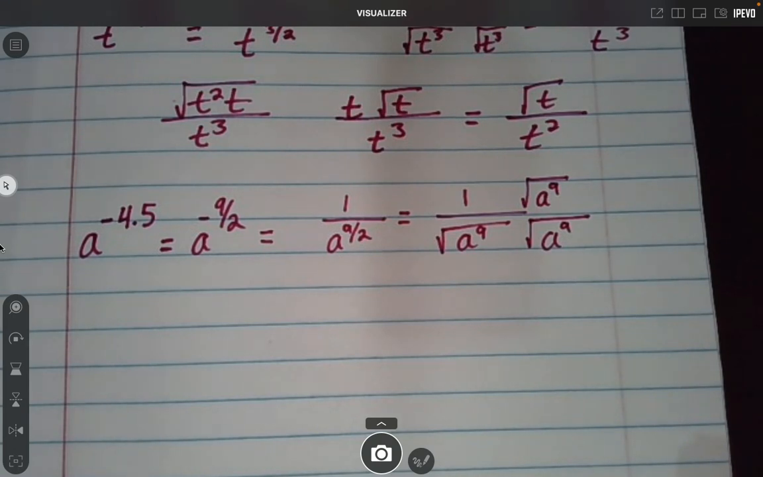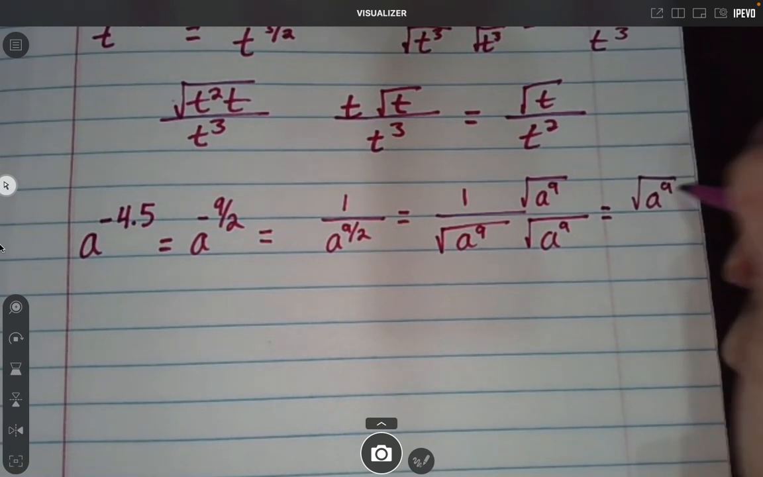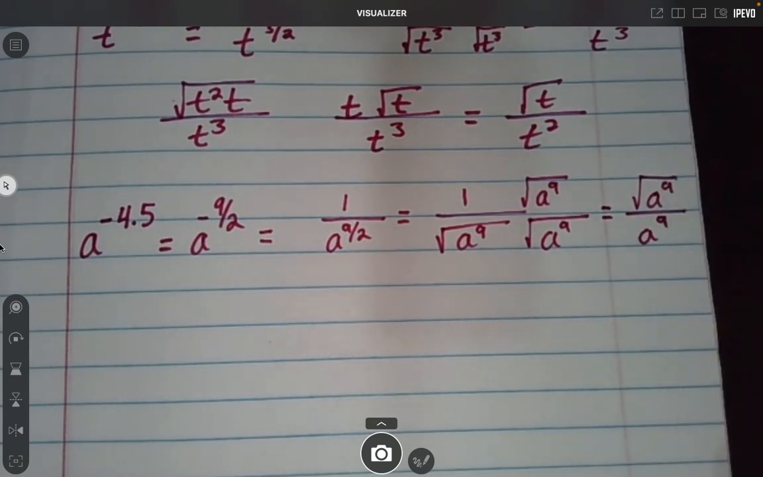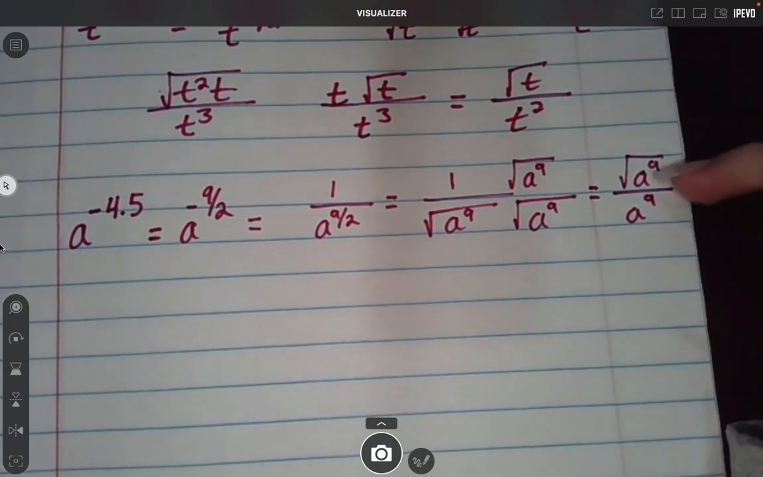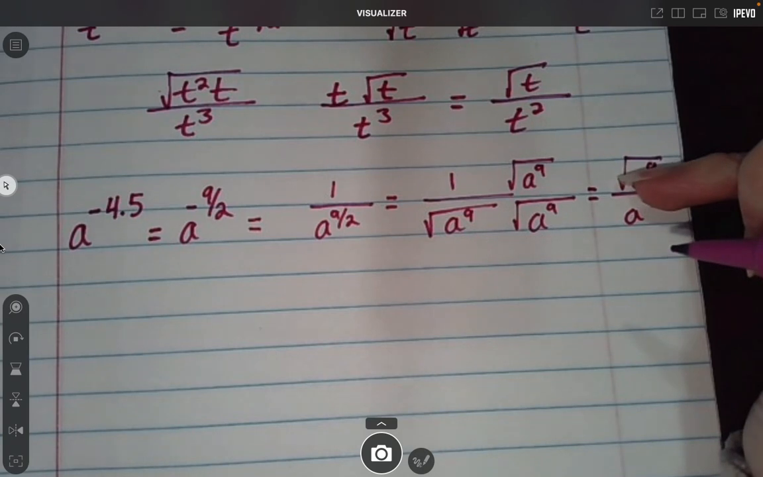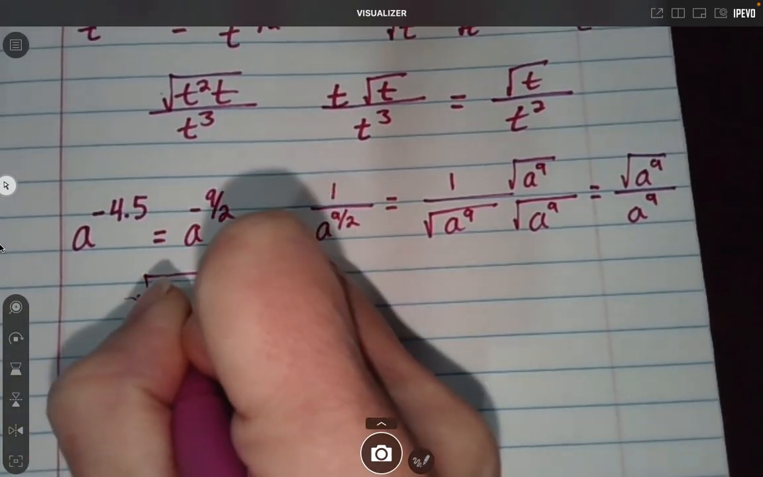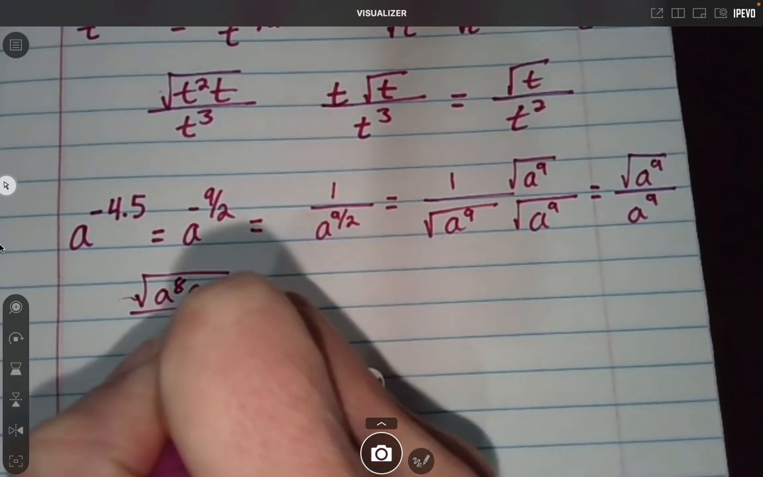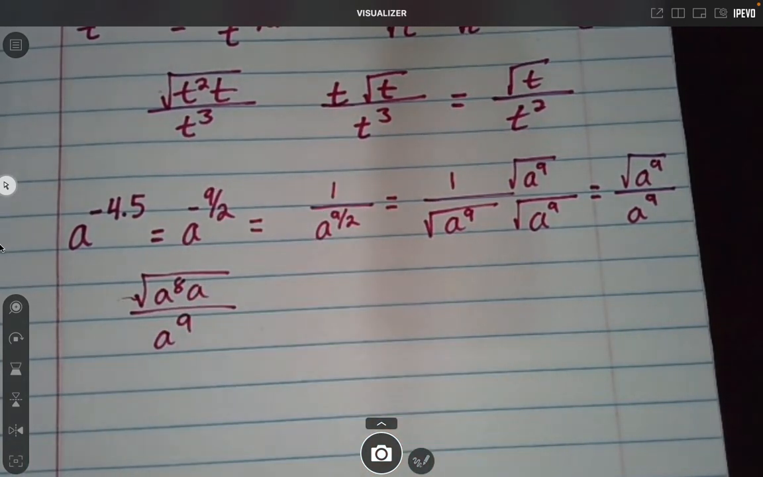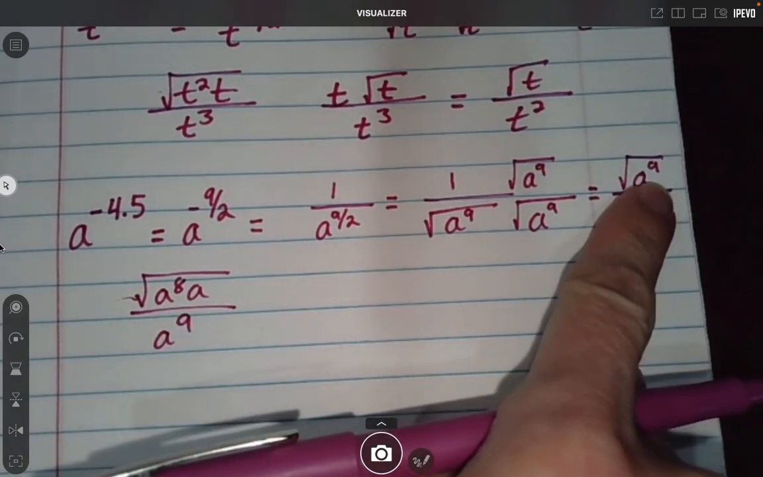Everybody good with this? So in the numerator, I have square root of a to the 9th and a to the 9th in the denominator. Now, this is 9 and that's a 2. Remember, a square root, if you want to put the 2, put it. So you need to take some of these a's out. But can you divide 9 by 2? No, that's why we do, and we already learned this, 8 and then 1. It's still 9 a's right there, okay?